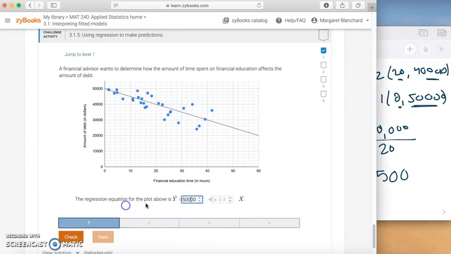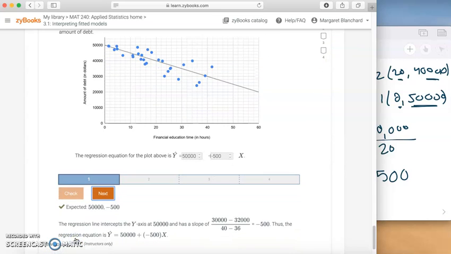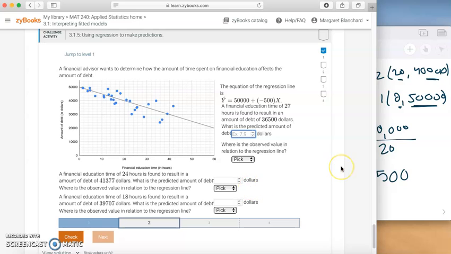All right, so let's go put our slope in as negative 500. Check. All right, that was correct. So again, pick 2 points, subtract y2 minus y1, divided by x2 minus x1, and then our intercept is just whatever that y value is when x is equal to 0. Let's go next.